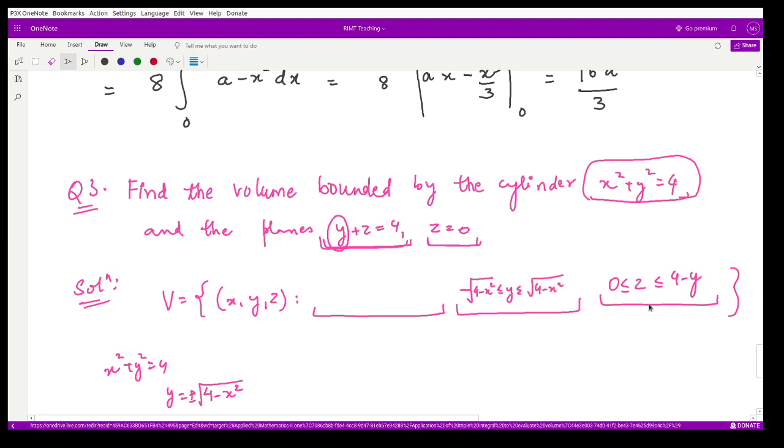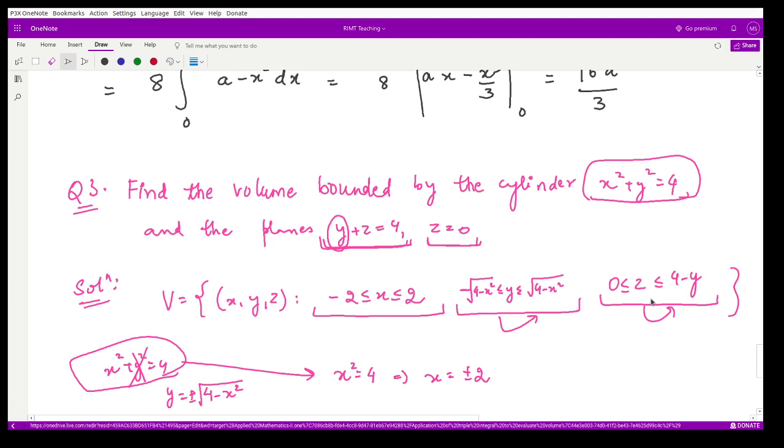Now z's limits are in terms of y. Y's limits are in terms of x, so that means x limits should be constant. So what are the limits of x? For that again we'll use this curve, x square plus y square is equal to 4. Now we do not require y because we want the limit for x which is required to be constant. So we have x square is equal to 4, that means x is equal to plus minus 2. So the limits of x come out to be this one.